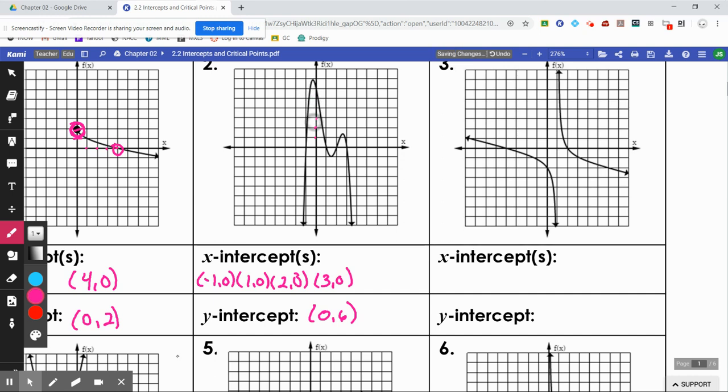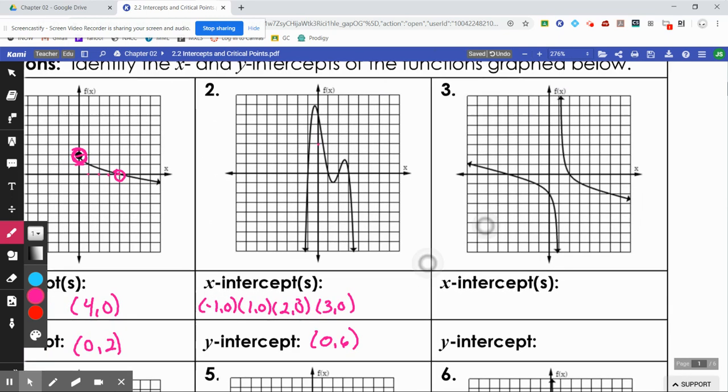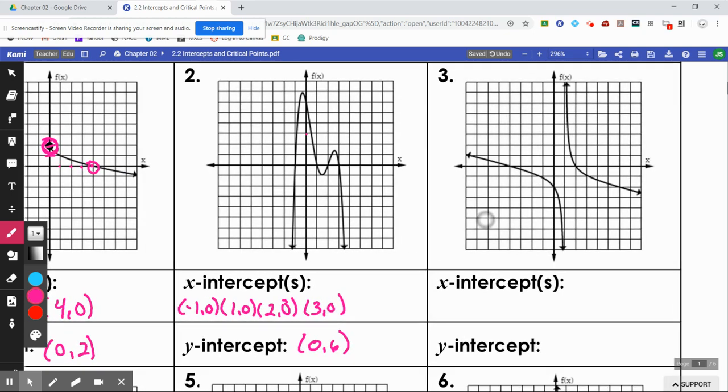Even though I had 4 different x-intercepts, you can see there's no points above points. This is a function, which goes to show you that a function can have as many x-intercepts as it wants, but only a single y-intercept.